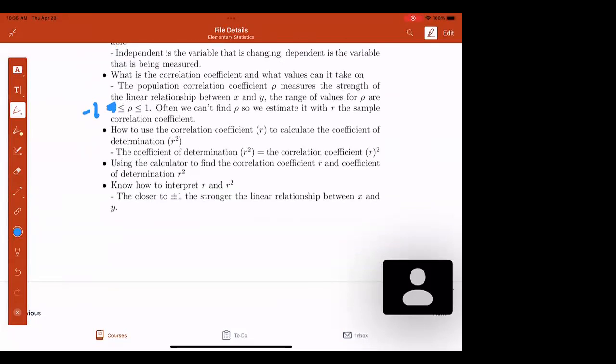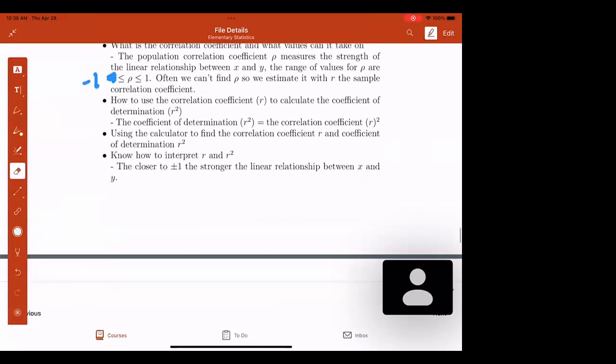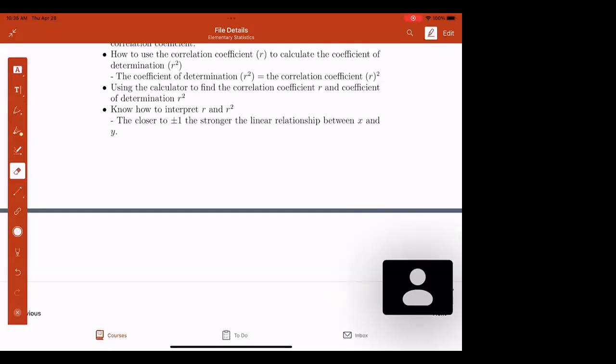Using the calculator to find the correlation coefficient and coefficient of determination r squared. Y'all know how to do that, right? You just run LinRegTTest on x and y. Make sure x and y are in the right columns, or else you may get a different a and b, but r and r squared will stay the same. If you run just LinReg on the calc option, it'll only give you the a and b values. It won't tell you the actual r and r squared.